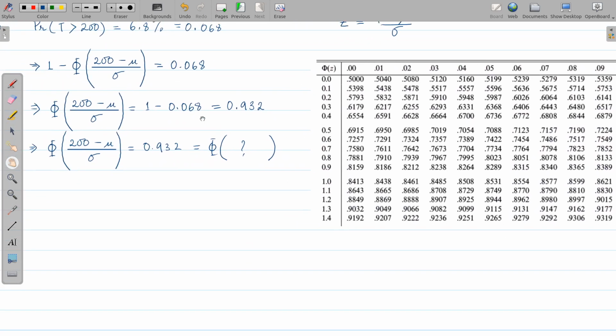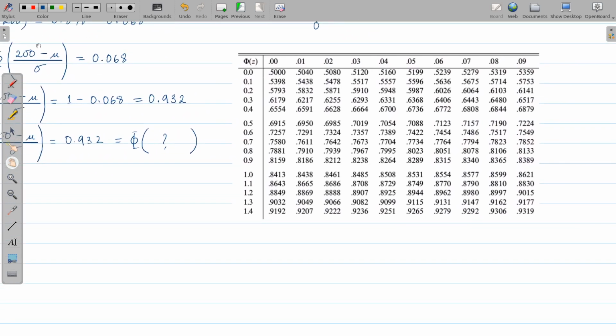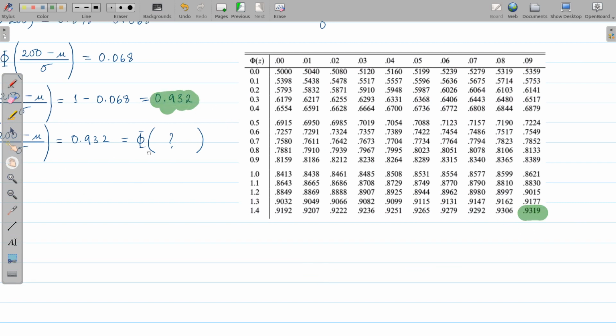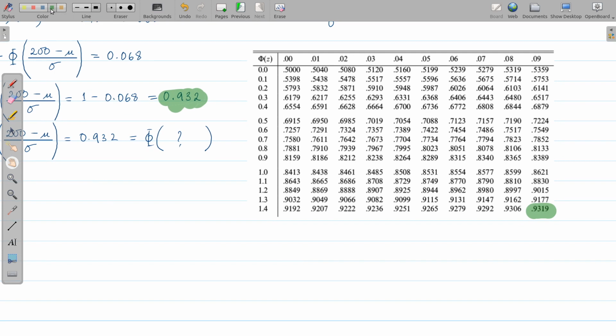Okay, so we are looking for 0.932, and 0.932 is over here. For what value of z do we get 0.932? You just move this way, 0.932, you get this, and move upwards, you get this. Then add these two numbers.